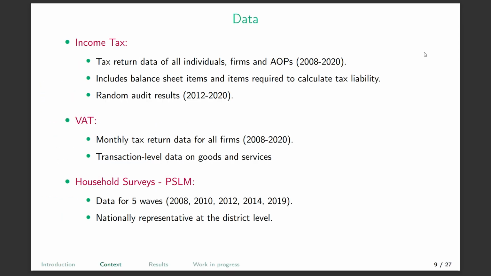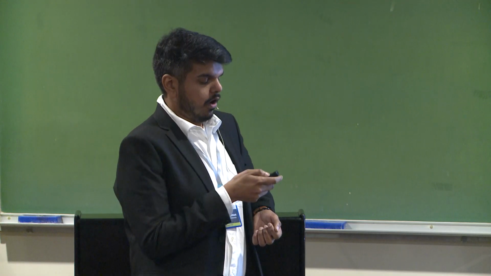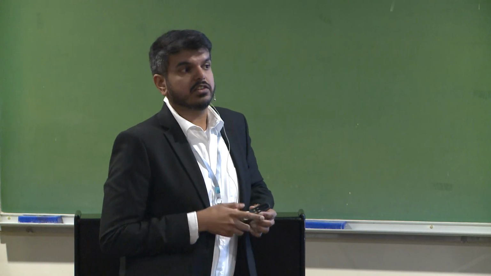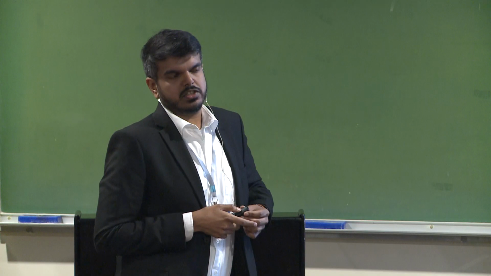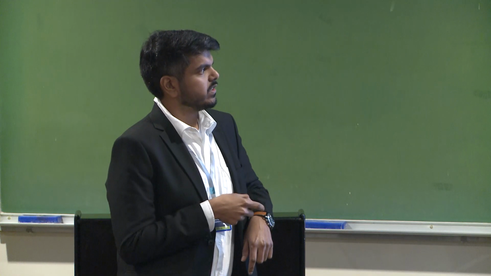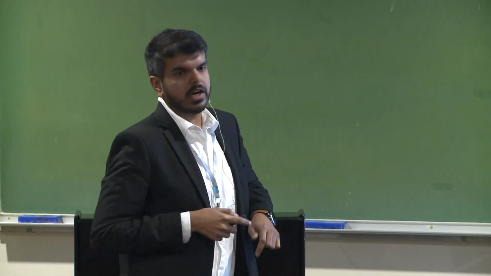All right, so in terms of the tax data, we're using the universe of tax returns for individuals, firms, and partnerships for a period of 2008 to 2020. Within this data, we have the variables required to calculate tax liability. In addition, we have some data on random audits conducted by the FBR and the results of these audits. This is useful because this might help us to get at tax evasion measures, which is important when we're using tax data to actually judge what true incomes are. Similarly, for VAT, we look at administrative VAT data with monthly tax returns, again for the same panel from 2008 to 2020.